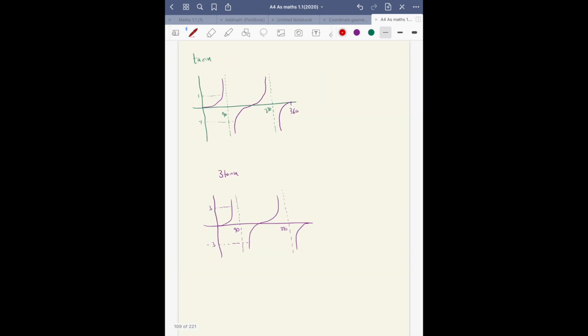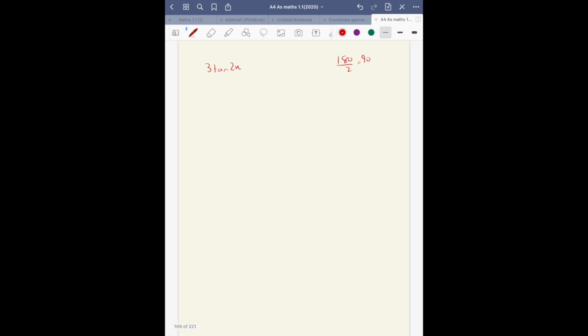So normally in 360 we were making two cycles. But now in 360, one cycle is completed in 90. How many cycles will be made? 4. Did you get this? If it would have been 3 tan 3x, that means 180 divided by 3, that makes 60. So in 360, how many cycles will be there? 6. Got this?